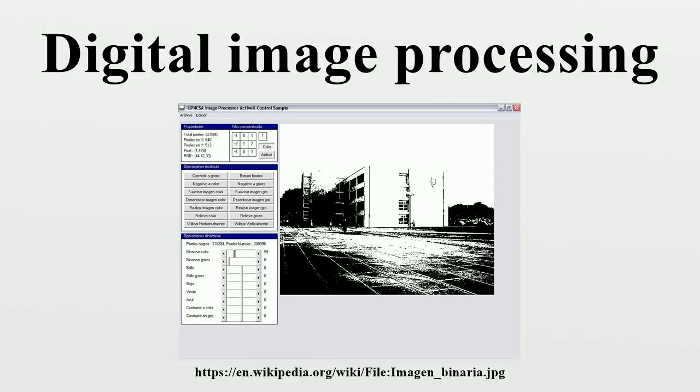Digital image processing is the use of computer algorithms to perform image processing on digital images. As a subcategory or field of digital signal processing, digital image processing has many advantages over analog image processing. It allows a much wider range of algorithms to be applied to the input data and can avoid problems such as the build-up of noise and signal distortion during processing. Since images are defined over 2 dimensions, digital image processing may be modeled in the form of multidimensional systems.